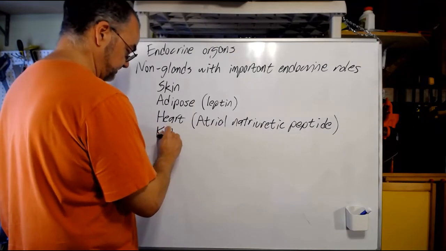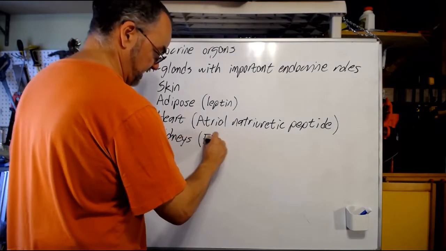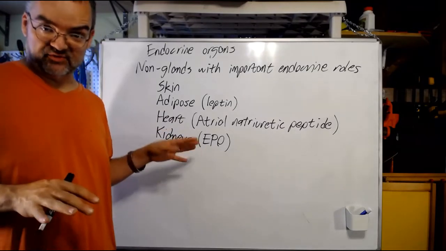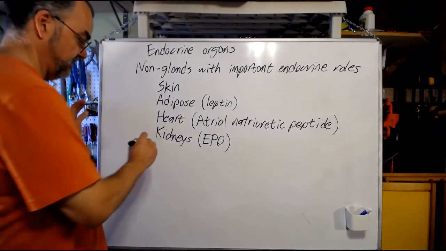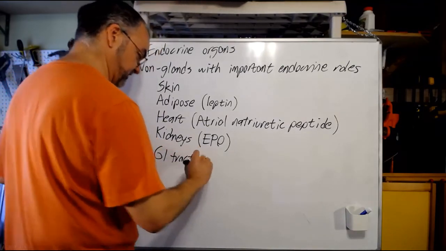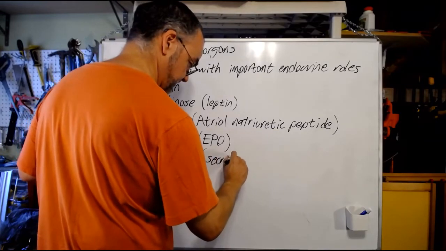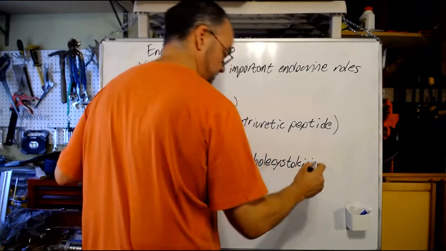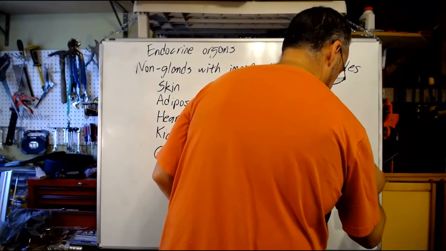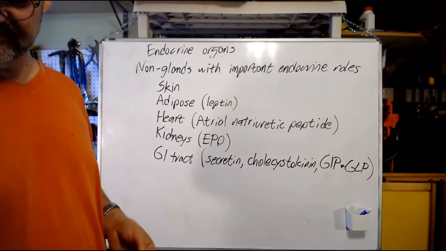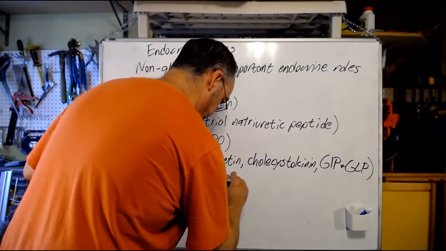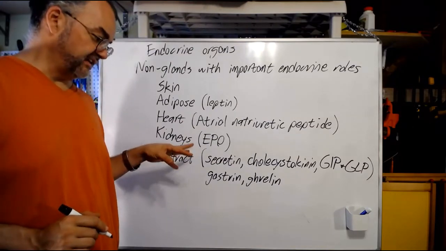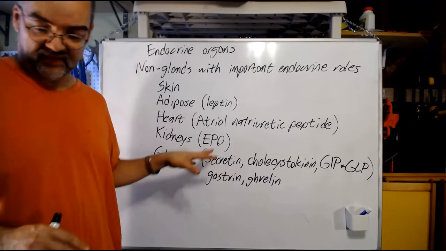The kidneys, which make erythropoietin, which is involved in regulating red blood cell production. They are also involved in that whole vitamin D system through something called calcitriol, but I'm not going to get into that right now. The gastrointestinal tract, which secretes a number of important hormones. Secretin, cholecystokinin, a couple called GIP and GLP. There's actually also gastrin and ghrelin. All of those play roles in regulating digestive function, appetite, and blood sugar, among other things.